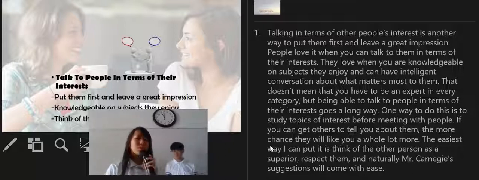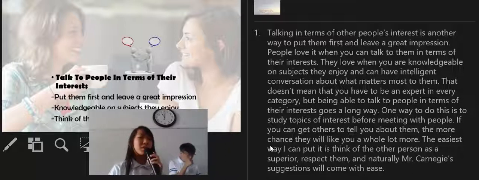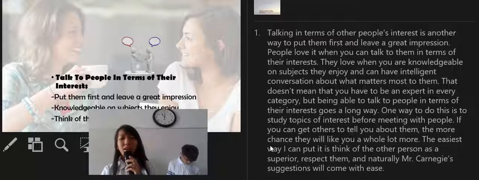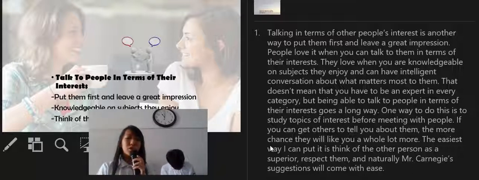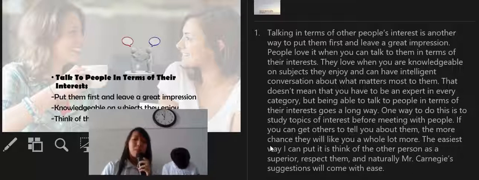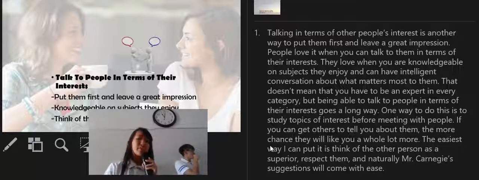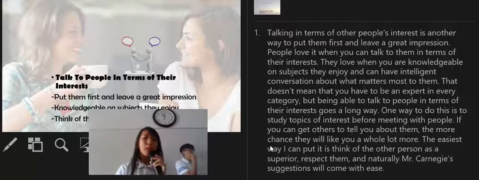One way to do this is to study topics of interest before meeting with people. If you can get others to tell you about themselves, the more chance they will like you a whole lot more. The easiest way I can put it is think of the other person as a superior, respect them, and naturally Mr. Carnegie's suggestions will come with ease.